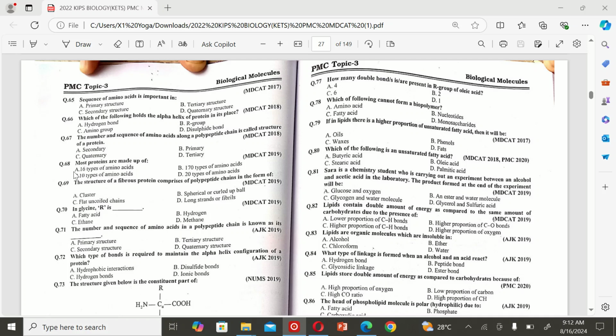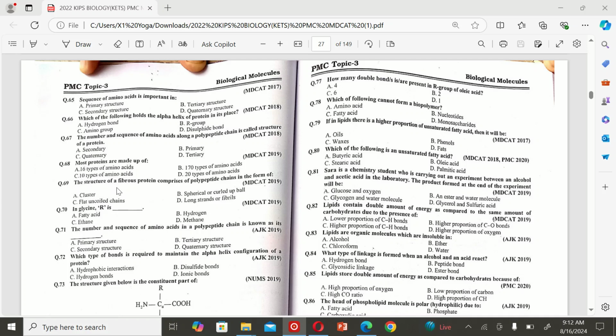Primary. The next MCQ is: most proteins are made up of A. 16 types of amino acids, B. 170 types of amino acids, C. 10 types of amino acids, and D. 20 types of amino acids. The correct option is D, 20 types of amino acids.